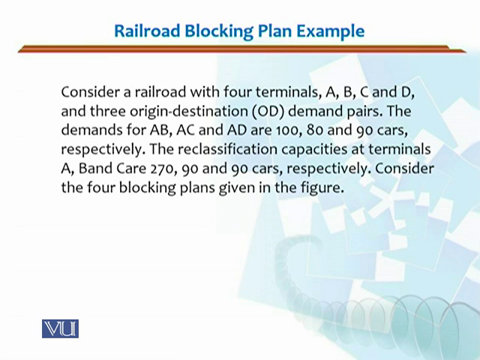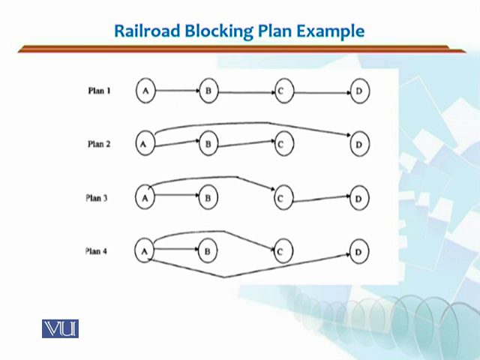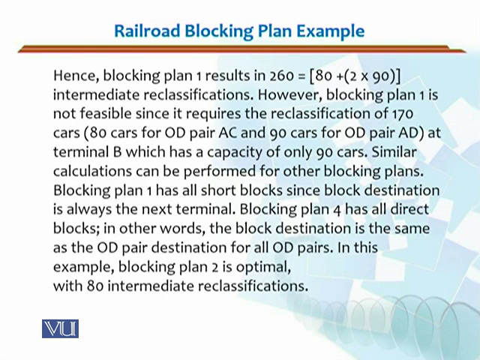We had a capacity of 270 at A, but only 90 and 90 at B and C. So reclassification of only 90 cars could be done at terminal B and terminal C. So this plan will work if you have at most the capacity of 90 to be required for reclassification. But it doesn't use the full capacity of terminal A, which is 270. Hence, blocking plan 1 results in 260 intermediate reclassifications, because reclassification is done at every terminal, which is 80 plus 2 into 90.